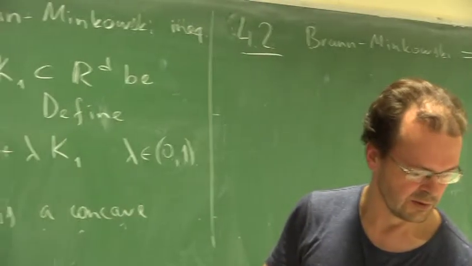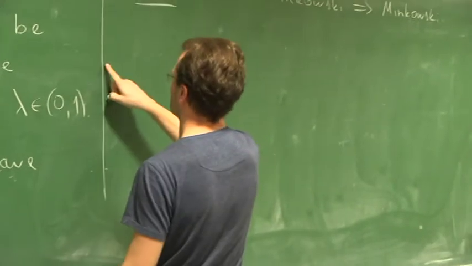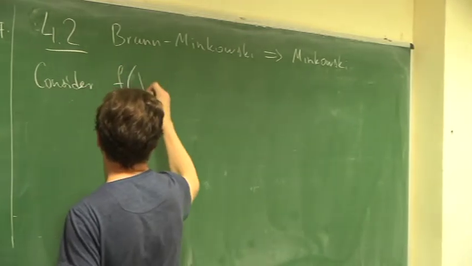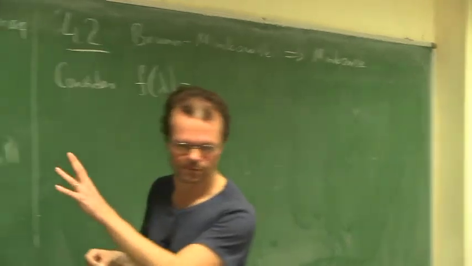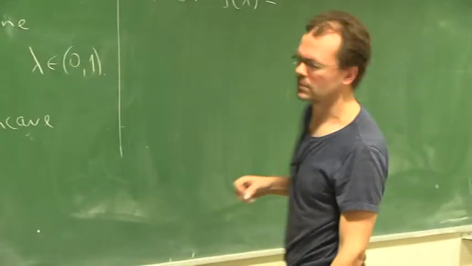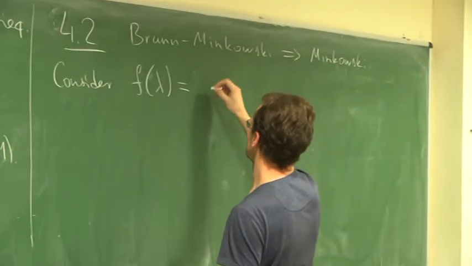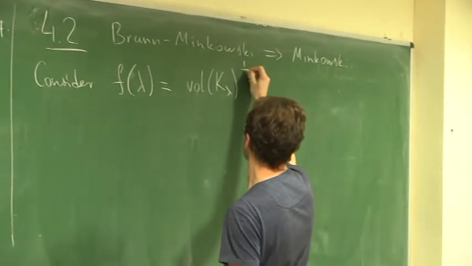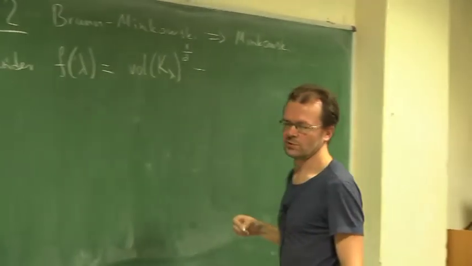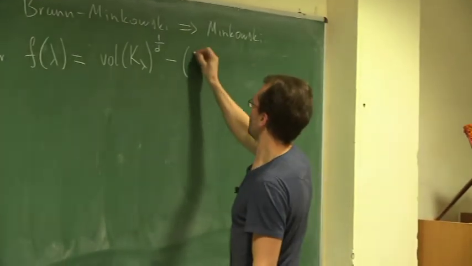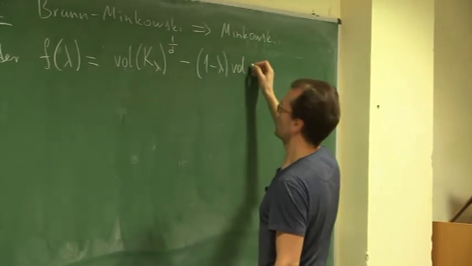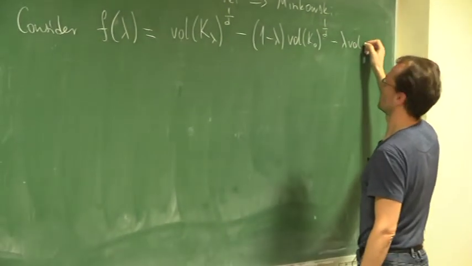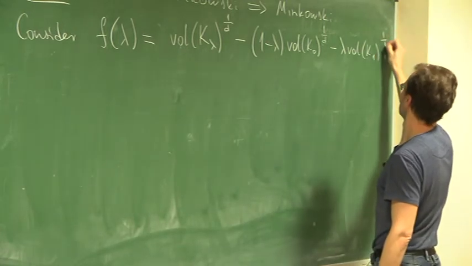Good. So just straight to the matter, consider the following function. F of lambda is equal to the volume of K_lambda to the power 1 over d, minus 1 minus lambda times the volume of K0 to the power 1 over d, minus lambda times the volume of K1 to the power 1 over d.